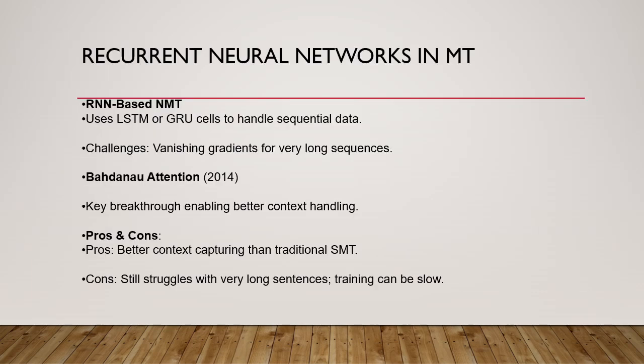Recurrent neural networks in machine translation use recurrent neural networks like long short-term memory or gated recurrent units. The main challenges are vanishing gradients and poor long sequence handling. Bahdanau attention improves long sequence translations. Pros and cons: pros, captures better context than SMT. Cons: slow training, struggles with very long sentences.